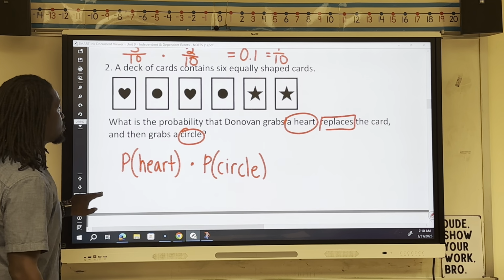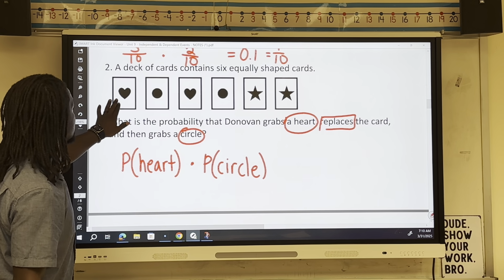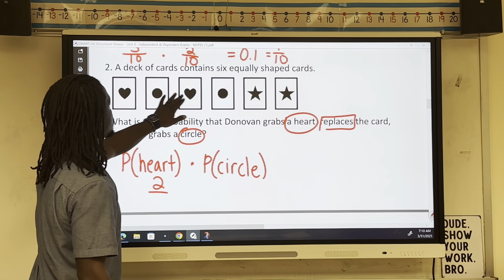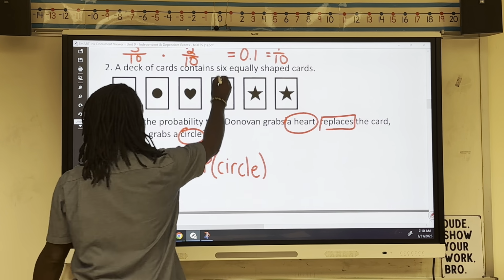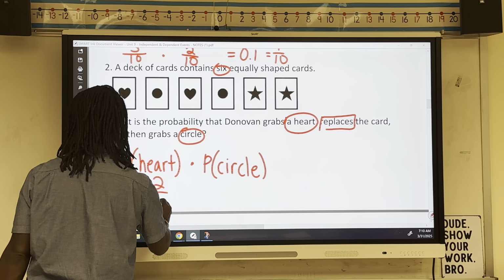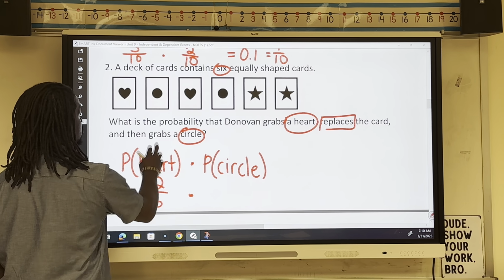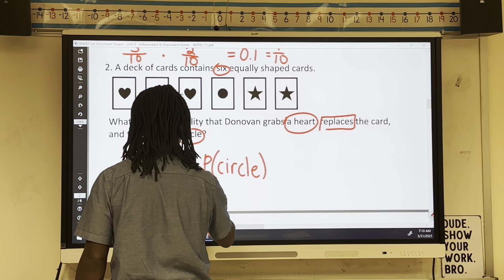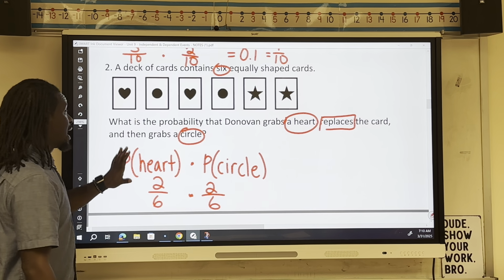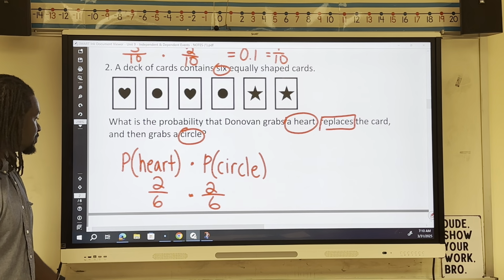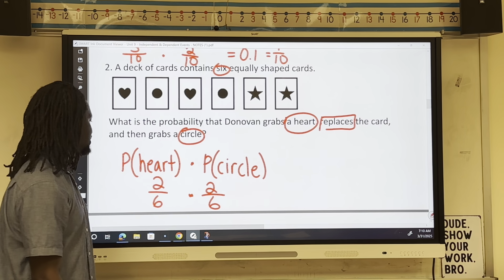So, what's the probability of getting a heart? Well, there are 2 hearts out of 1, 2, 3, 4, 5, 6. It tells us that we have 6 cards. So 2 out of 6, and then times the probability of getting a circle. Well, that is also 2 out of 6. I'm grabbing the card and putting it back, so my total doesn't change. And then I multiply this.